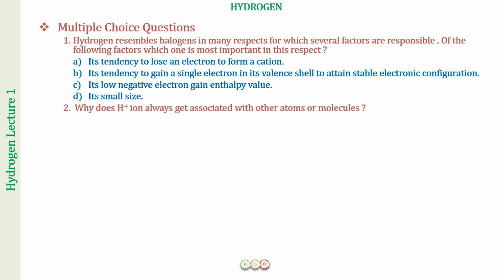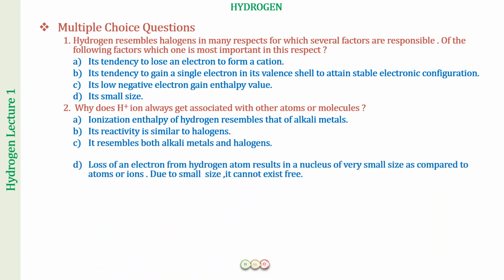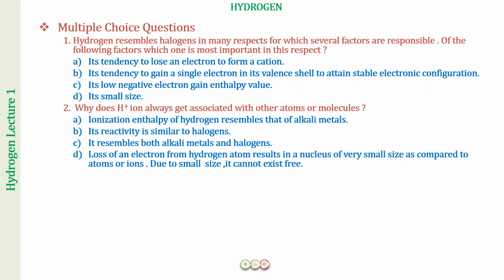The next question is, why does H positive ion always get associated with other atoms or molecules? The first choice is the ionization enthalpy of hydrogen resembles that of alkali metals. Its reactivity is similar to halogens. It resembles both alkali metals and halogens. Loss of an electron from hydrogen atoms results in a nucleus of very small size as compared to atoms or ions. Due to small size, it cannot exist free. And again, this is from the NCERT exemplar book.